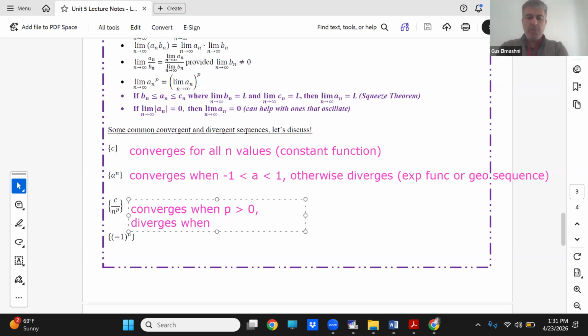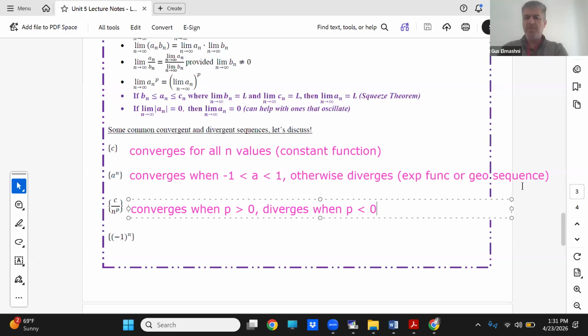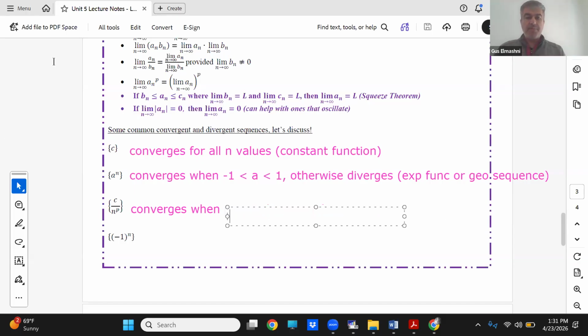Now, the one thing that will be interesting when we talk about series, this series, when you add up all the terms, it actually will converge when p is bigger than 1. That's called a p series. We'll talk about that later in this unit. But this is what we call a rational function, right?